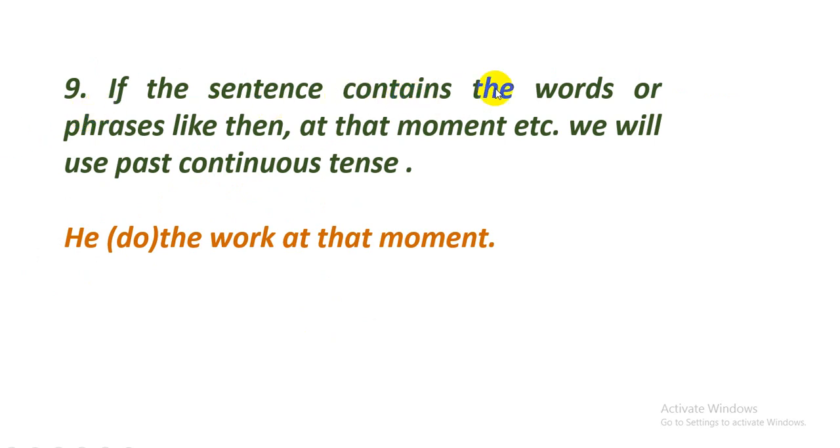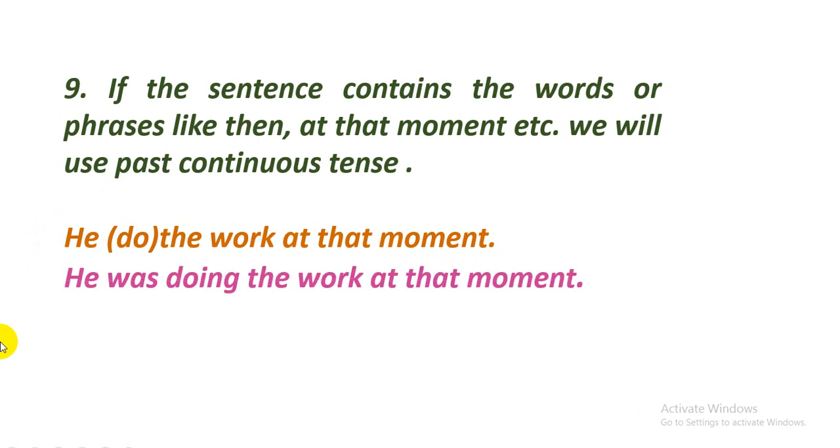If the sentence contains words or phrases like then, at that moment, etc., we will use past continuous tense. The structure of past continuous is subject, was/were, verb+ing. He do the work at that moment. He was doing the work at that moment.